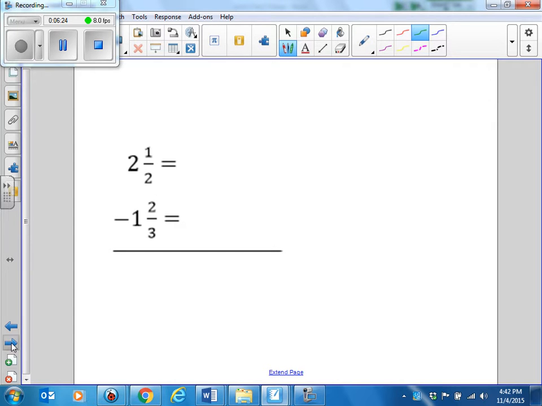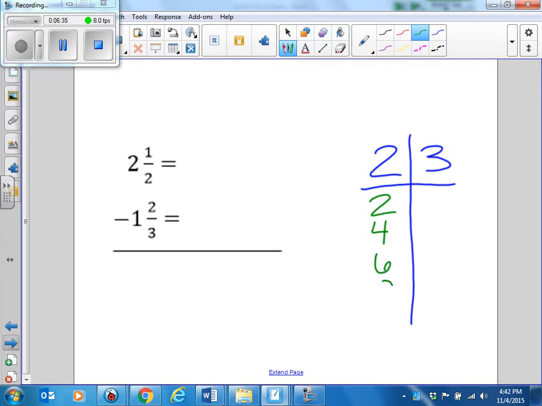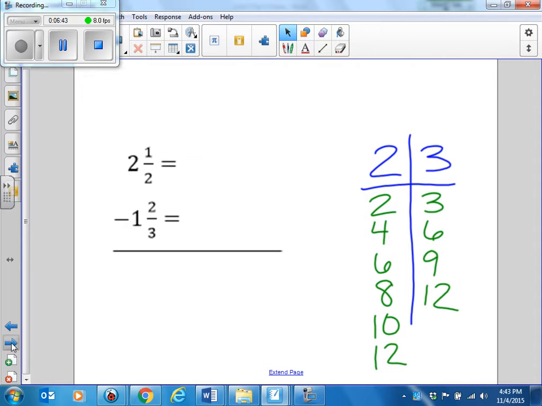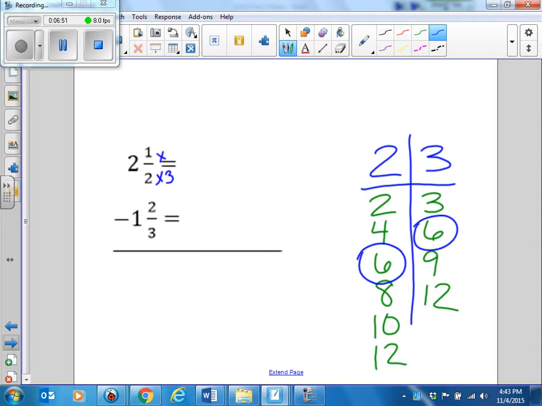All right, let's look at the next one. Again, I'm going to start with my T-chart. Okay, so I have 2, 4, 6, 8, 10, 12, and then I have 3, 6, 9, 12. But I want my least common denominator, so I'm going to go with 6. Now, what did I have to multiply 2 by? I had to multiply by 3. So I end up with 2 and 3/6. All right, the next one I'm going to multiply by 2. So I end up with 1 and 4/6.